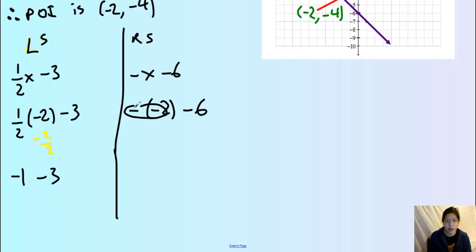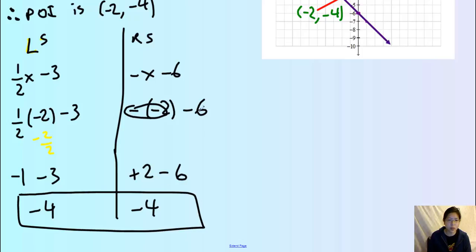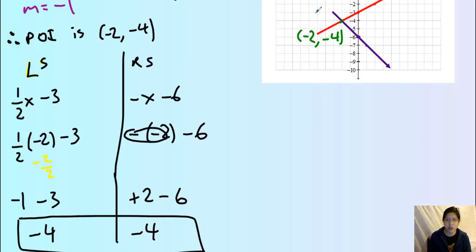And -2 is +2 minus 6. -1 minus 3 is -4. +2 minus 6 is also -4. So clearly I am correct because both sides equal each other and it matches my graph.